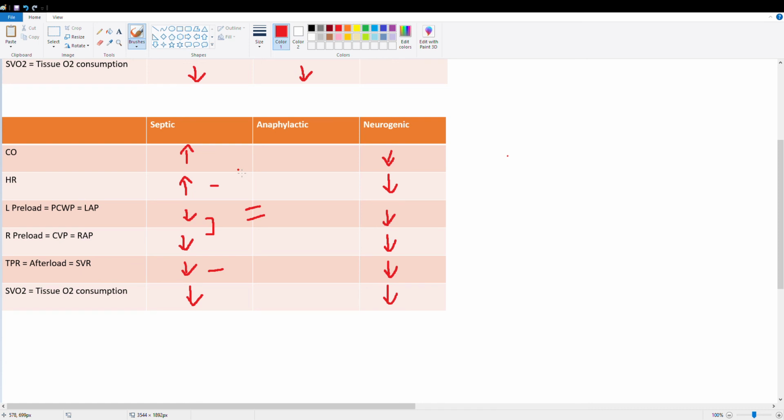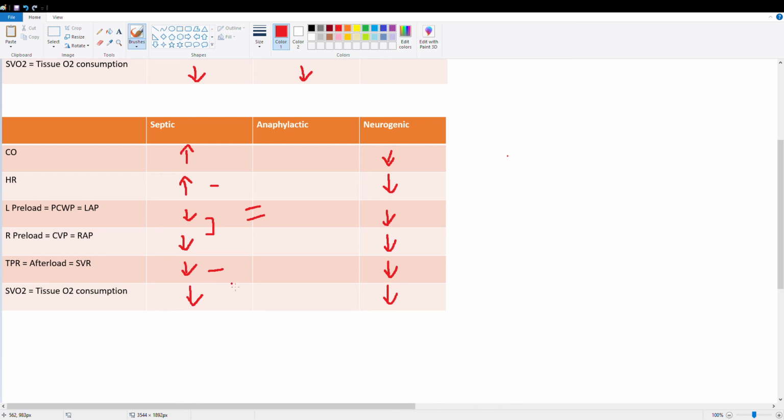For treatment of septic shock, we have norepinephrine to help increase vasopressors, and because our peripheral resistance is going down, we want to counteract that. And we also have, for example, broad-spectrum antibiotics to deal with the bacteria or the underlying cause.